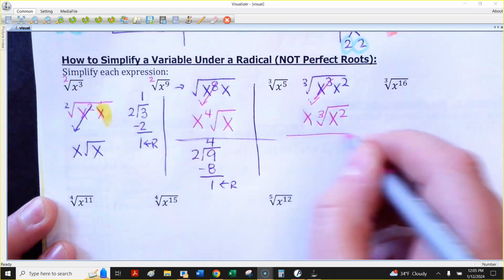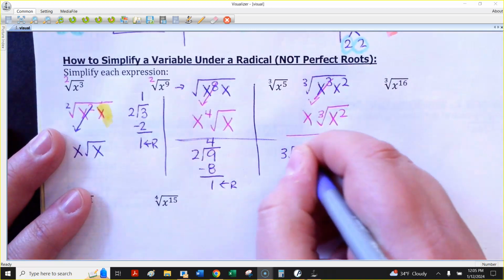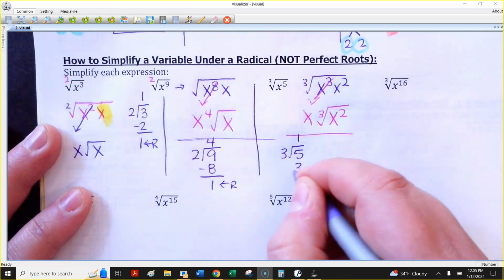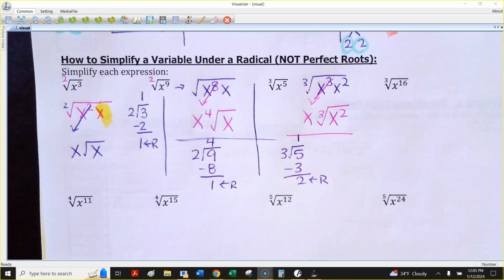Okay, if you don't want to break it apart, if you want to divide, we would divide 3 into 5. So that would go 1 time. 1 times 3 is 3. Subtract that. The remainder is 2. So you see I pulled 1x out in front, and then there was x squared left underneath.